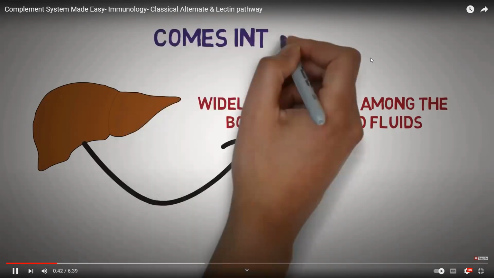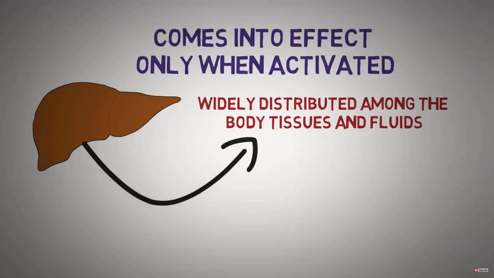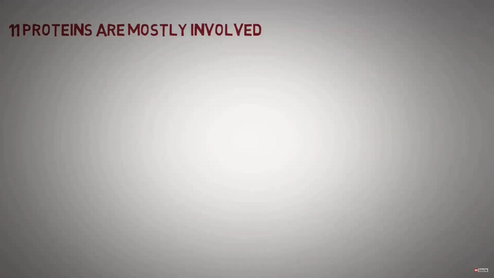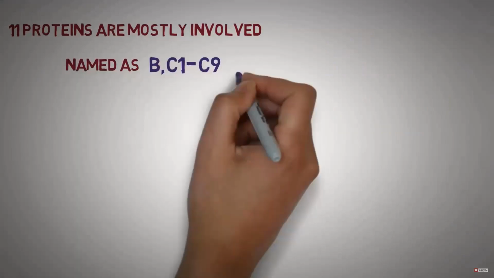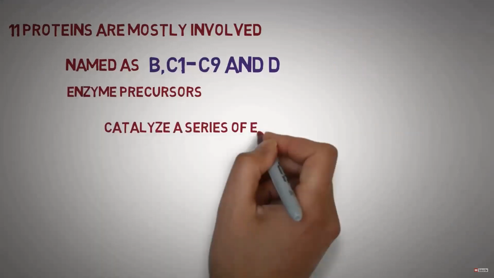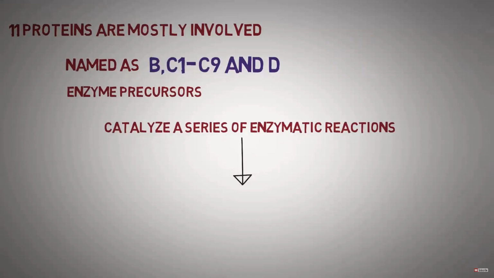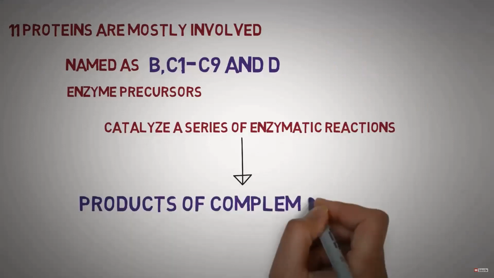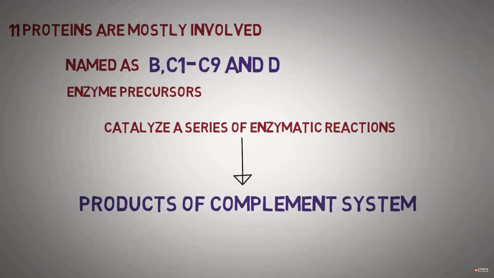The complement system comes into effect only when it is activated. Out of the 20 plasma proteins of the complement system, 11 proteins are mostly involved, named B, C1 to C9, and D. These are mainly enzyme precursors and they catalyze a series of enzymatic reactions that form the final products of the complement system that have various immune effects.